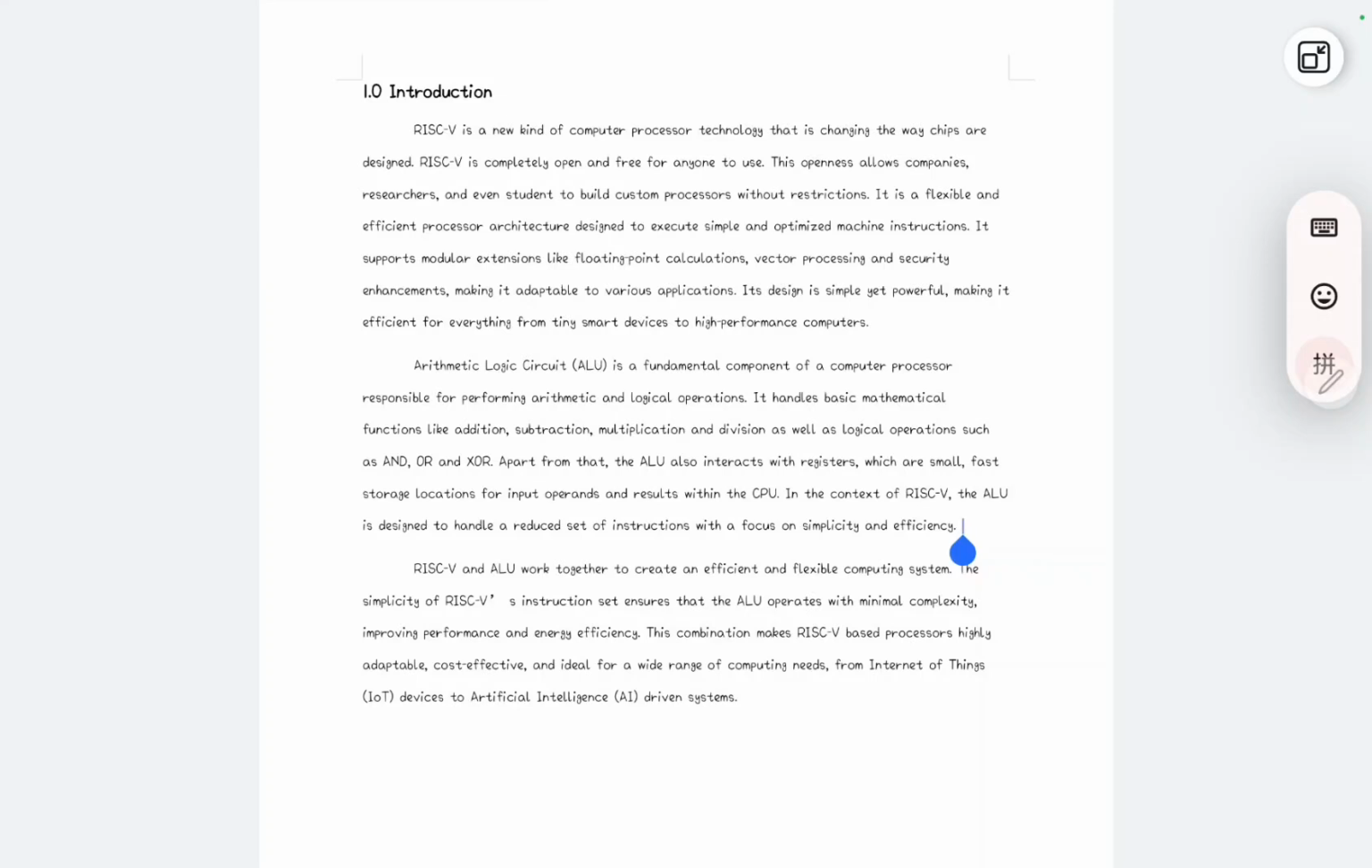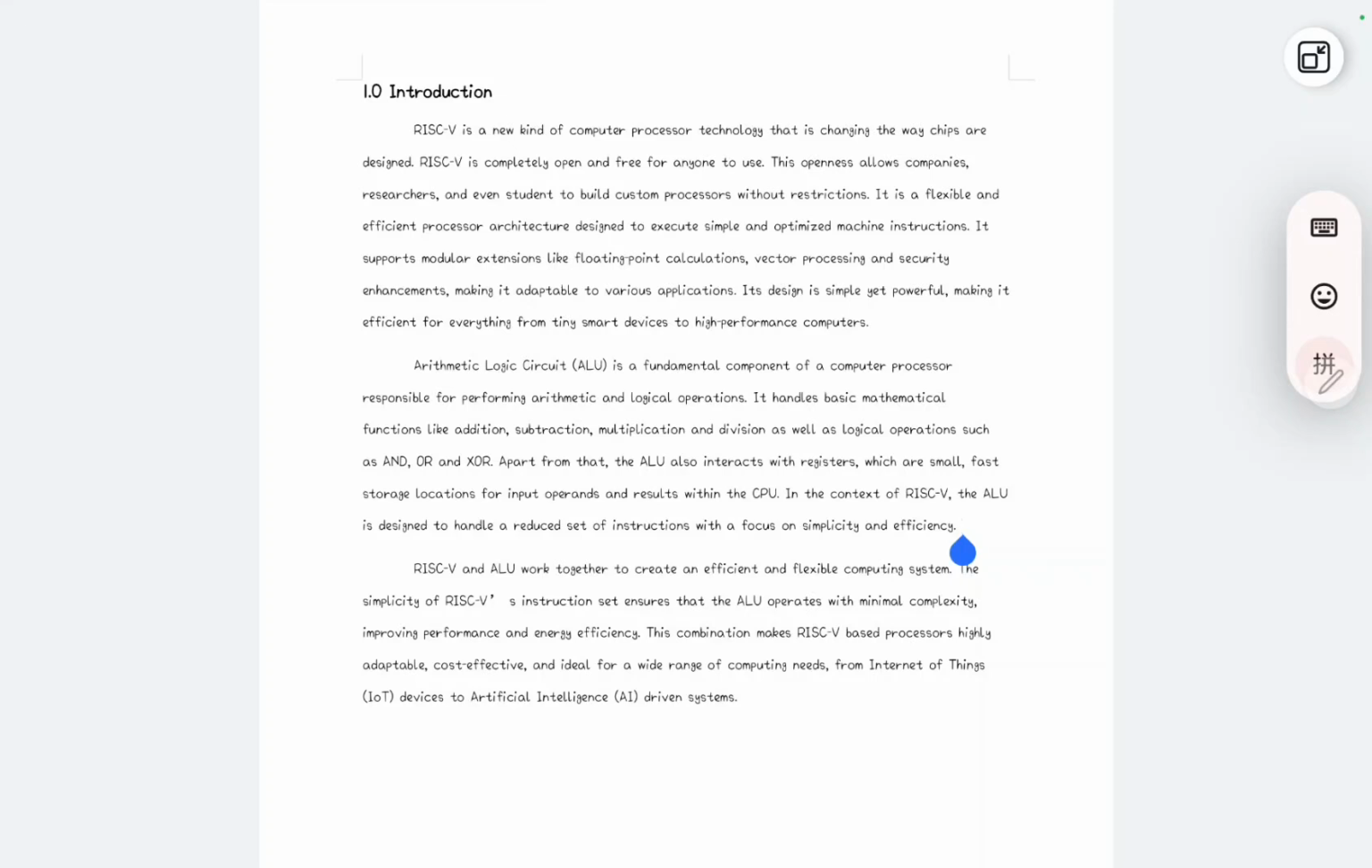And we come to the ALU, the arithmetic logic circuit. I think it's a core part of our processors. It will handle the arithmetic and logical operations like mathematical functions such as addition, subtraction, multiplication, and division as well. It will use AND gates, OR gates, and XOR gates. Apart from that, it will also interact with the registers like flip flops, like the D flip flop we know, which are small and fast storage locations for input operations and results within the CPU.